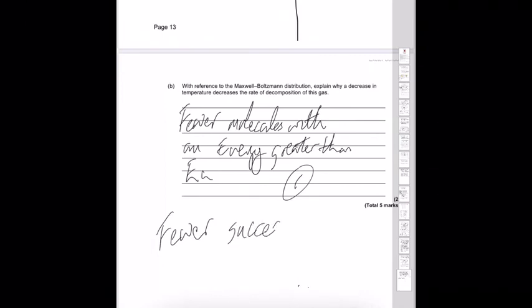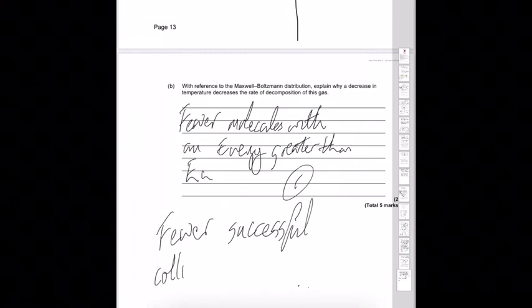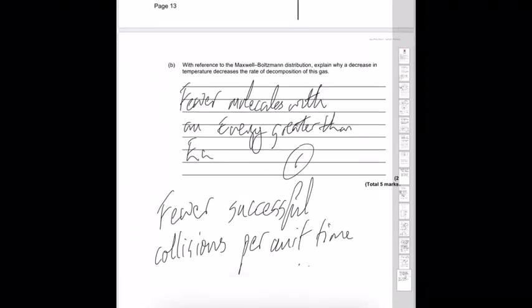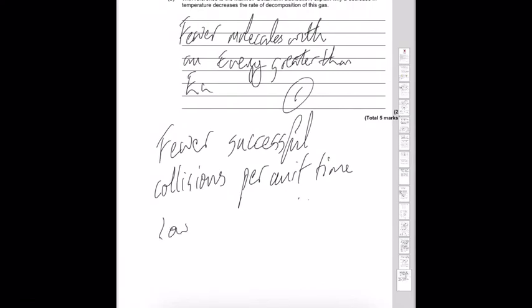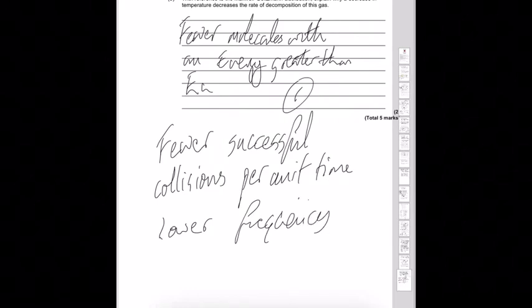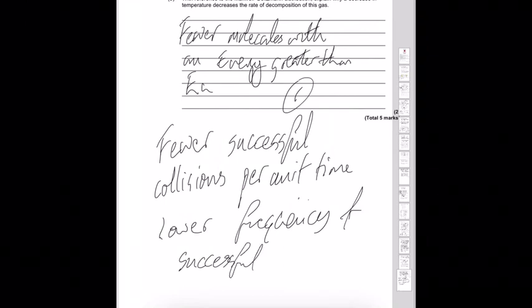Fewer successful collisions or successful reactions, but it's more than that, because it's not just fewer, it should be about the frequency, so the fewer collisions per unit time. So it's not just about fewer collisions or less collisions, it's about the frequency of the collisions being less, the frequency of successful collisions being less. I think that's it.